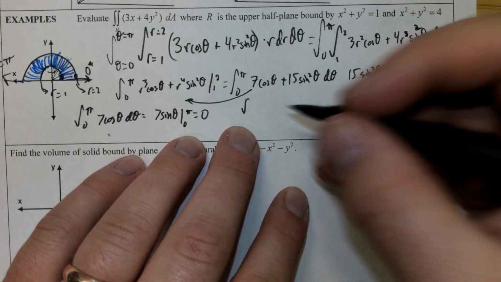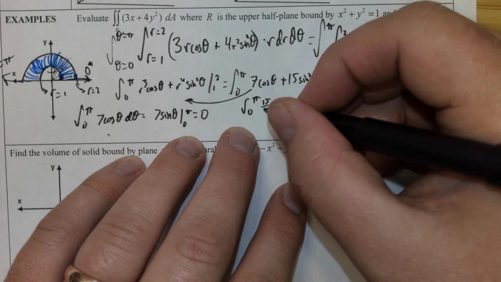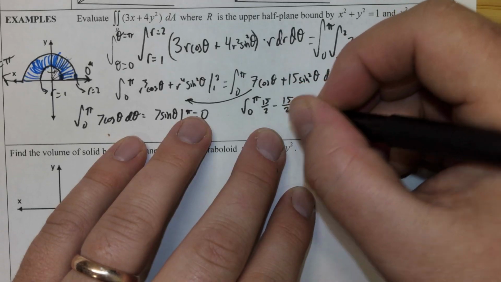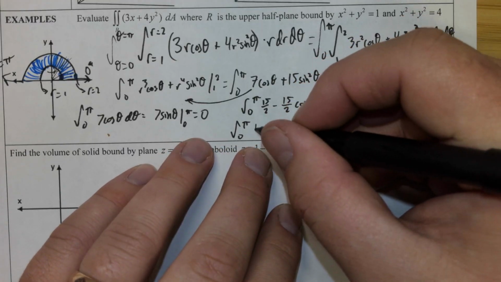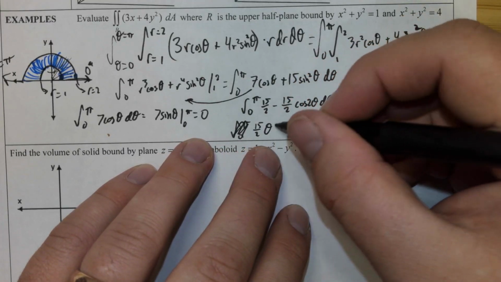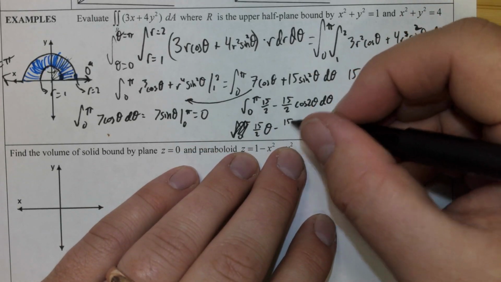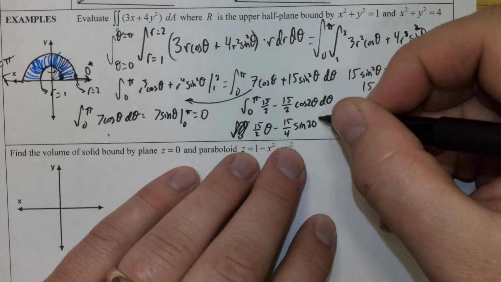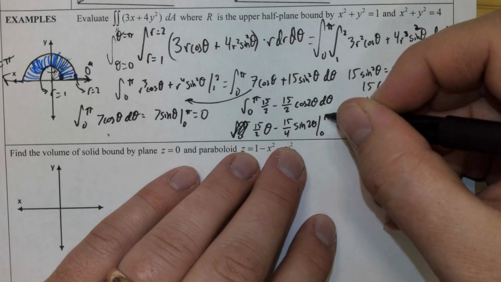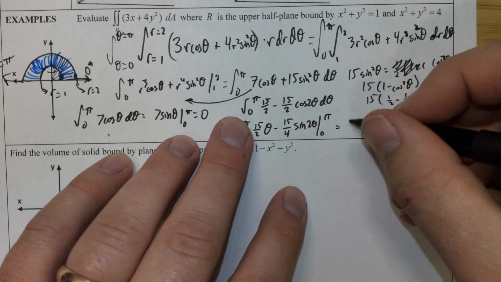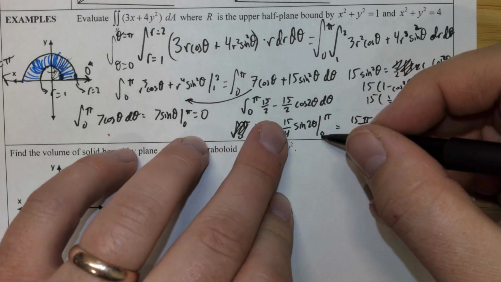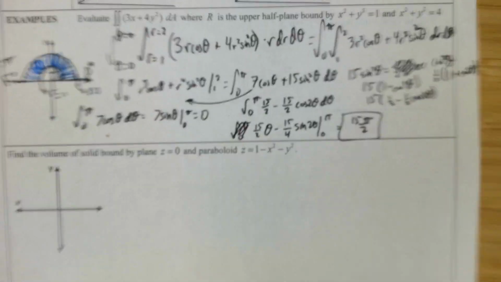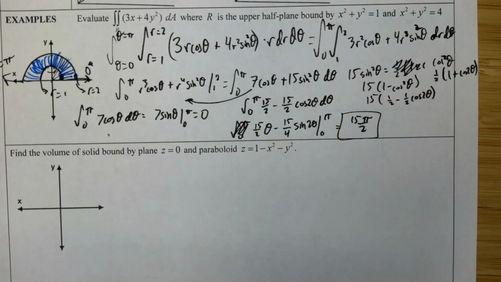And so I'll throw this thing in from 0 to pi. 15 over 2 minus 15 over 2 cosine 2 theta d theta. From 0 to pi, I get 15 over 2 theta minus 15 over 4 sine 2 theta evaluated from 0 to pi. Here I'd get 15 pi over 2. Here I'd get 0. There I'd get 0. 15 pi over 2. What a good day. On to the next one, folks.